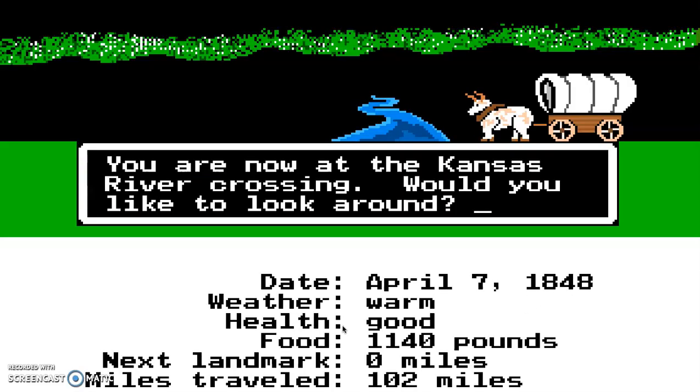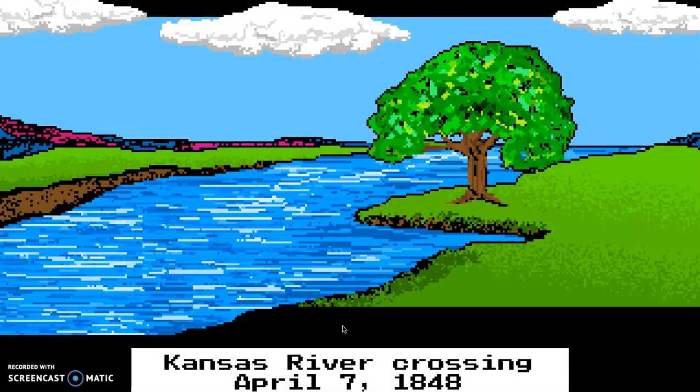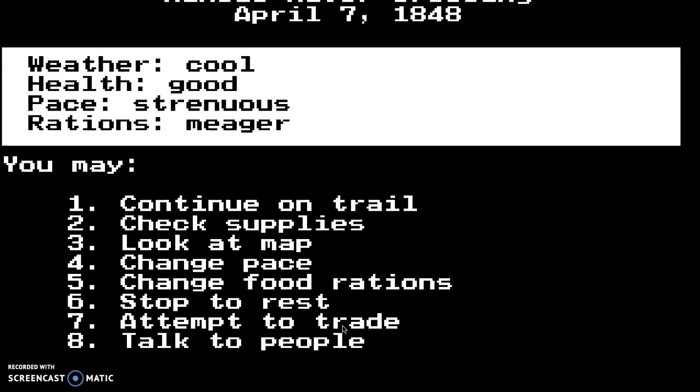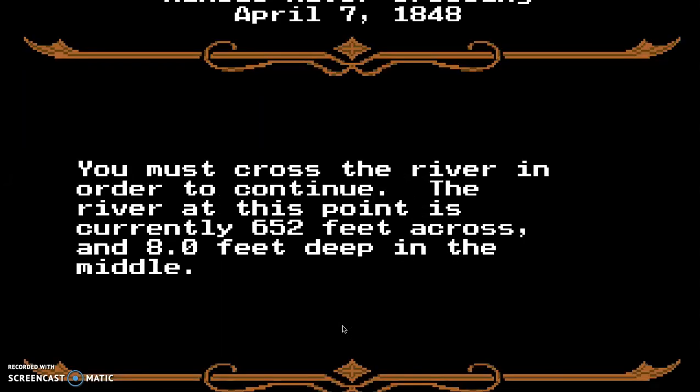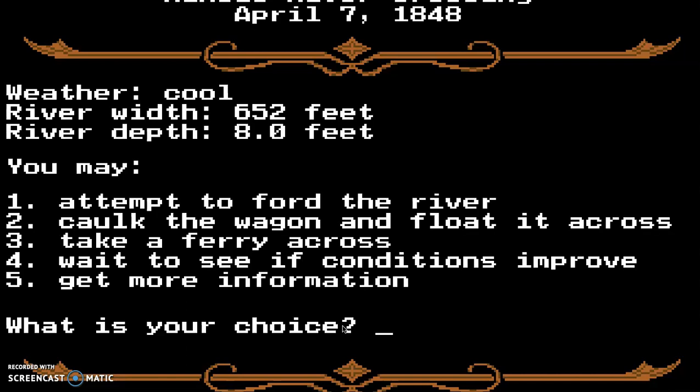Ooh, Kansas River crossing. Would you like to look around? Sure, yes. I pressed a Y for yes. This is the river. Okay, and I'm going to continue on the trail. You must cross the river to continue. This river at this point is currently 652 feet across. That's pretty far across. And 8 feet deep in the middle. My wagon is only 4 feet deep, so I am not going to try to walk across the river.